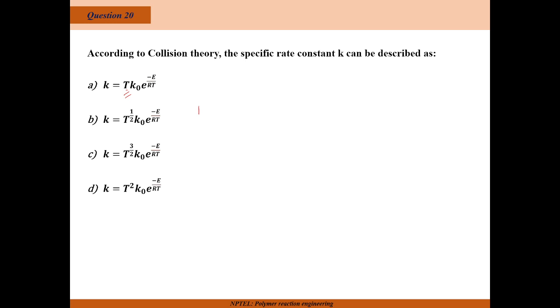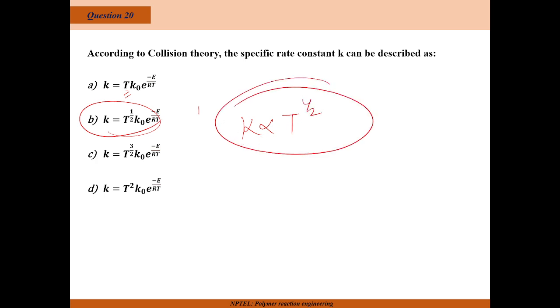So it is option B, where k is the reaction constant. If you derive it, there is a proper derivation for this. So if you derive, we can see k will be proportional to T raised to 1 by 2. Okay. So yeah, that is the answer.